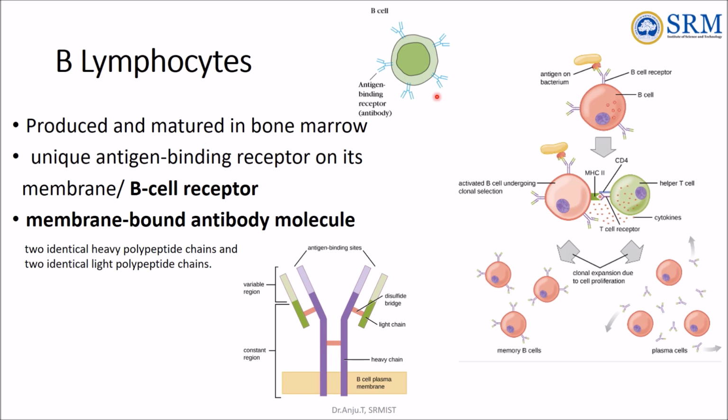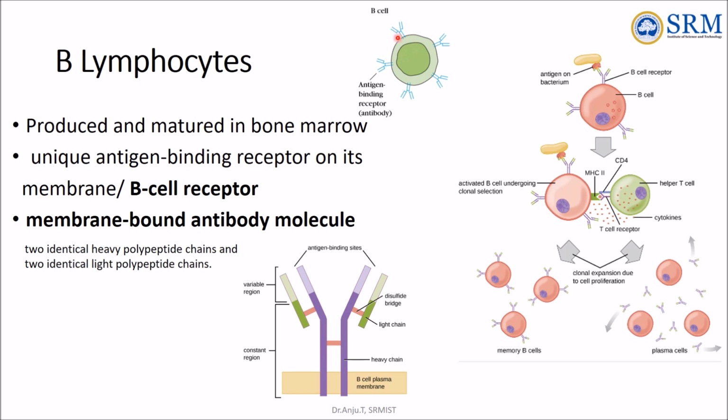Once it is matured, this picture is an illustration of a B cell. You can see a cell. On its surface, it has some receptor-like structures. These structures are the B cell receptors. What these receptors do is bind to foreign particles, that is the antigens. They are cell surface receptors. Since they are present on the B cell, they are called B cell receptors, and they bind to unique antigens. So they are antigen binding receptors.